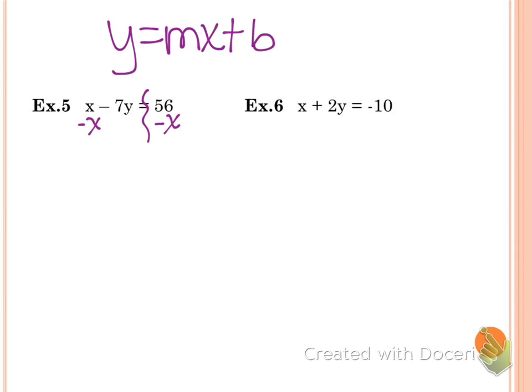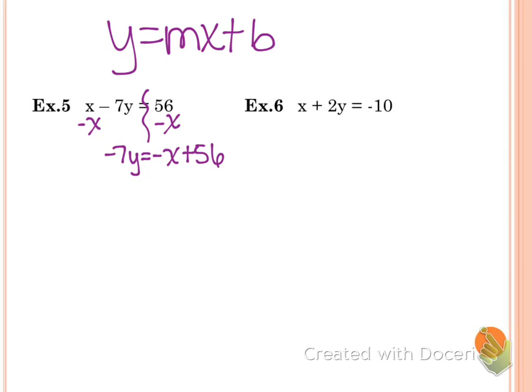That leaves us with negative 7y equals, Ellie? Close. Negative x plus 56. Keep the sign that's in front of the term. So the x was negative, the 56 is positive. Negative x plus 56. Nevaeh, what's the next thing I need to do?